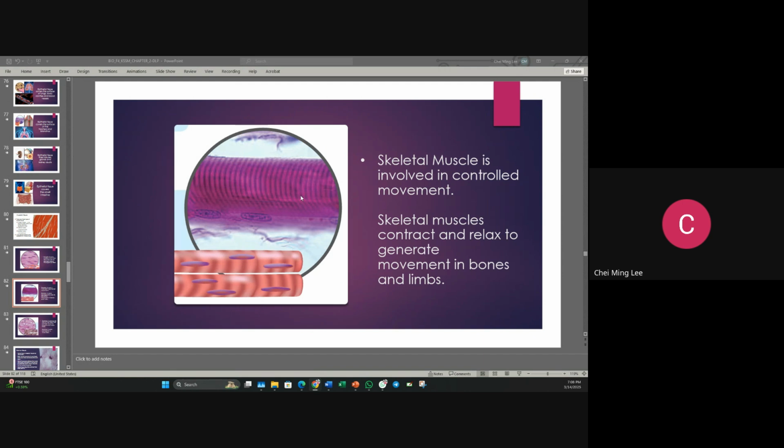So skeletal muscle is involved in controlled movement, which means voluntary action that we can control. We do it consciously. So the skeletal muscle will contract and relax to generate movement in bones and limbs.